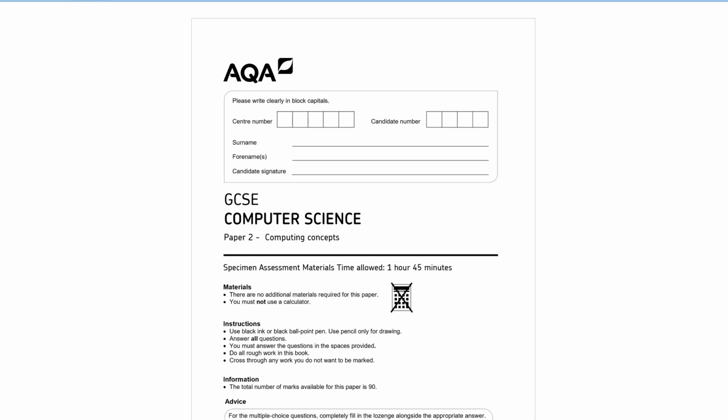Hello and welcome to this video in which I'm going to be going through the AQA GCSE Computer Science Paper 2 Specimen exam. So this exam was made by the exam board to give people an idea of what an actual Paper 2 would look like.